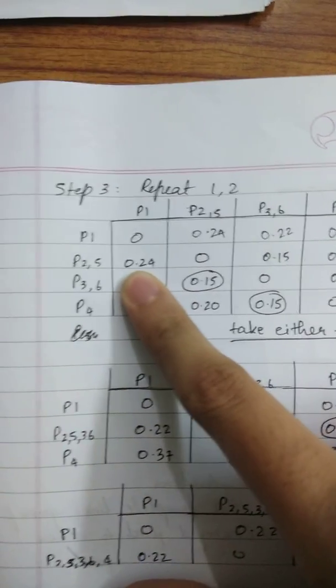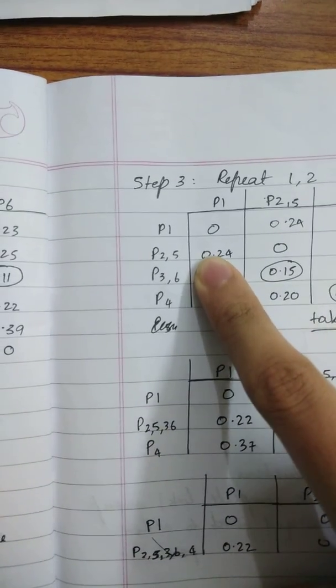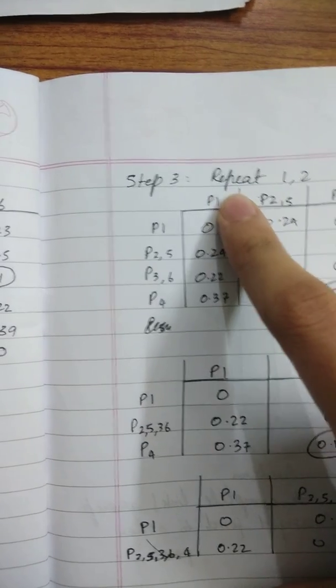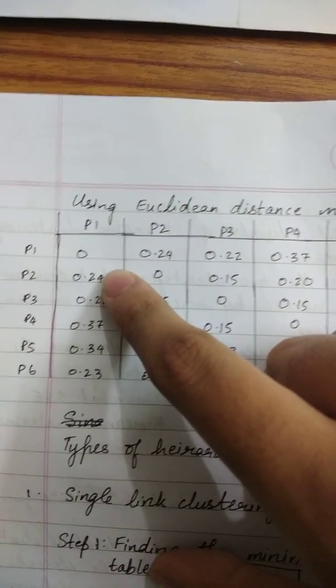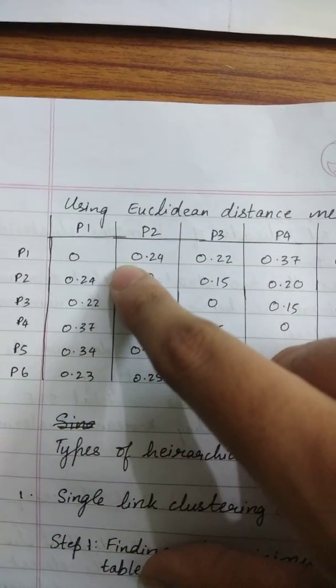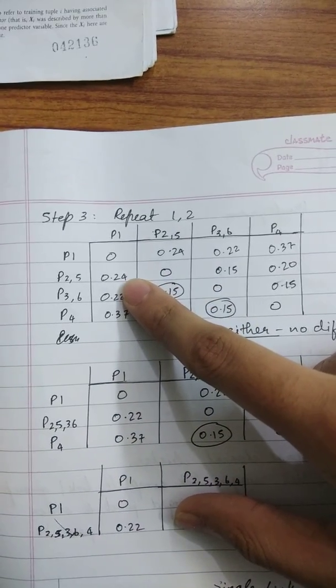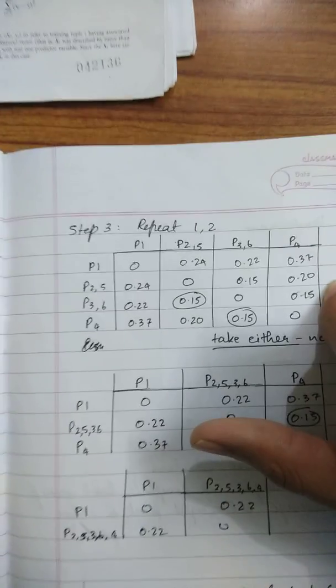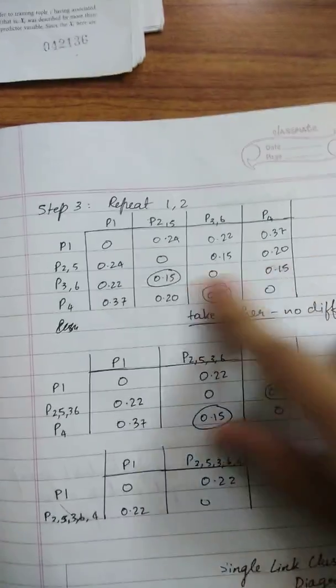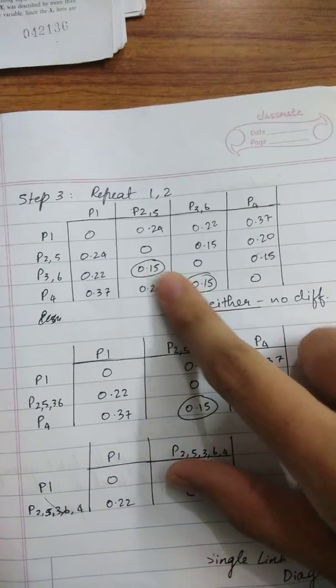How do you find this value? Same, use the minimum formula. So under P1, I need to check P2 and 5. So P1, P2 is 0.24, P5 is 0.34, obviously 0.24 is lesser. So I write 0.24 here. Same thing you do for the entire thing. You guys have come till 7th semester, you'll know how to do it. Find minimum. After you make the entries, find minimum again.